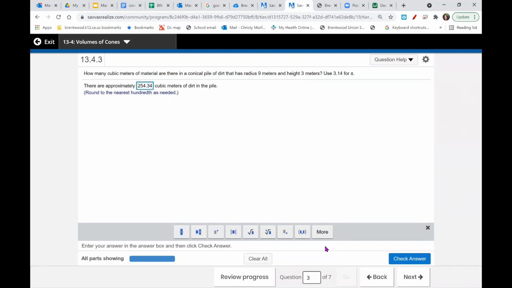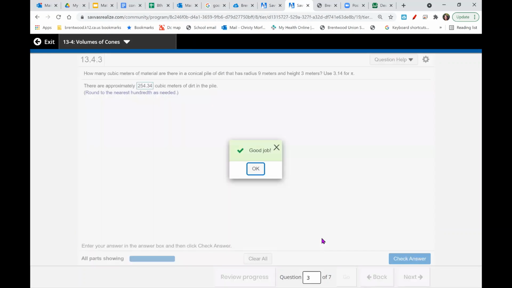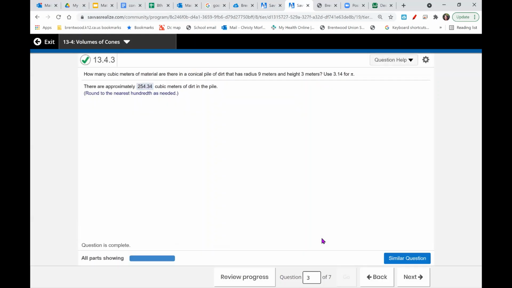And notice that this one does not have the pi symbol down below. If you don't see it, that means you were supposed to use 3.14 and not the pi symbol. And that's it. Everything looks like that, which is exactly what you did the last 2 days, except you're dividing by 3 now.